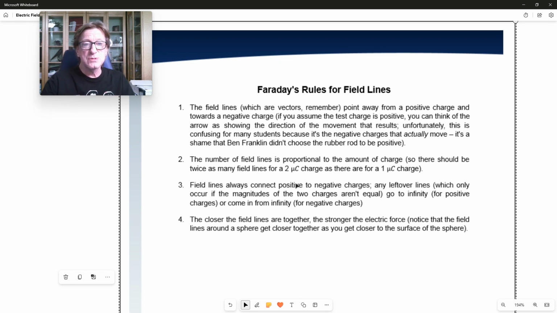So Faraday's rules are the field lines are vectors that point away from a positive charge and towards a negative charge. I've got in parentheses here, one of the best ways to think about that when you're trying to draw these fields and get it in your mind. It is true that in general, it is only the electrons that are moving, which are negatively charged. But if you want to remember how to draw the field lines, the vector points in the direction that a positive charge is going to move.